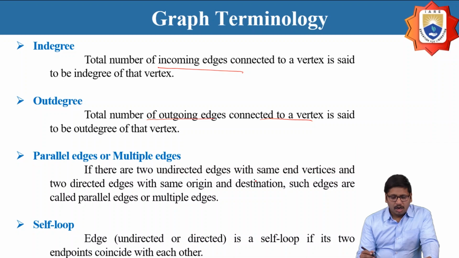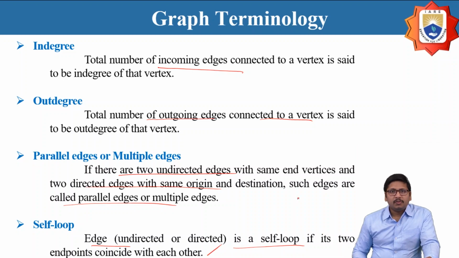What are parallel edges and multiple edges? If there are two undirected edges with the same end vertices, or two directed edges with the same origin and destination, such edges are called parallel edges or multiple edges. A self loop is an edge whose endpoints coincide with each other.